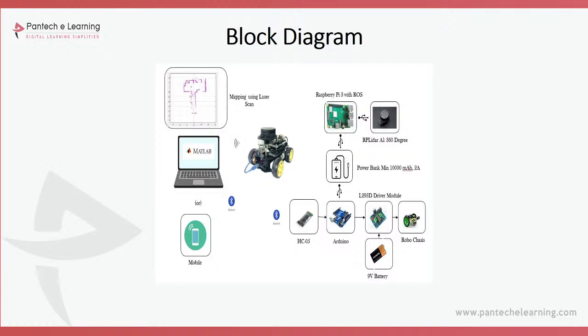Then we will go on with the Arduino part, the robotics part. Here we are connecting the HC05 to the Arduino and the Arduino to the motor driver, and from there to the robot chassis with wheels. The motor driver is connected with a 9-volt battery. To enable this function in a completely wireless manner, we have used a power bank as the power supply for both the Arduino as well as the Raspberry Pi.